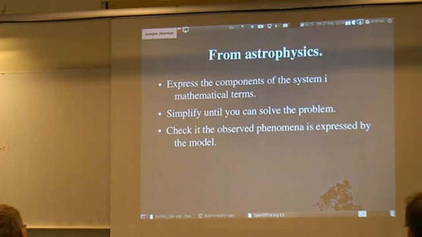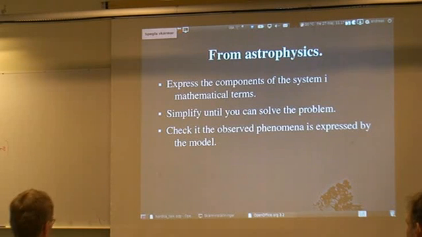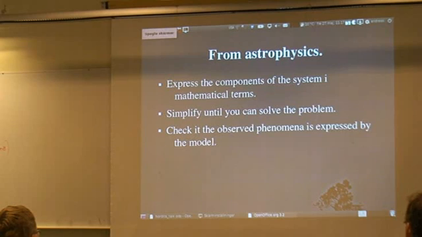It's unclear. So the first approach is to go from astrophysics. You express the components of the system in mathematical terms. You write up the equations, you simplify them until they become sufficiently usable, and then you see if what you get out actually fits the observations. And a typical step here, of course, is to go from PDEs to ODEs or to a one-dimensional model.